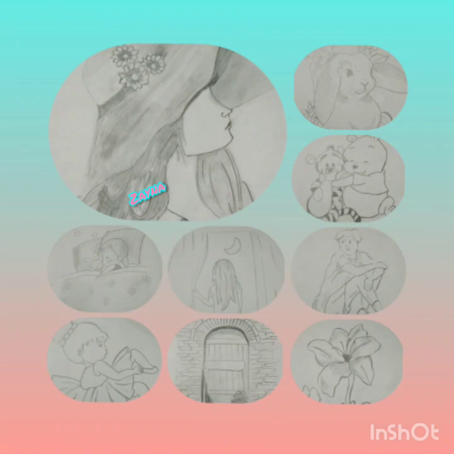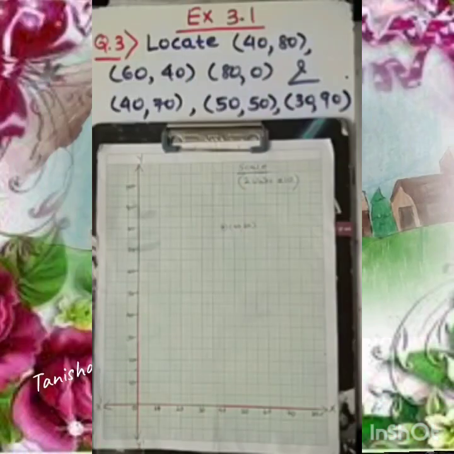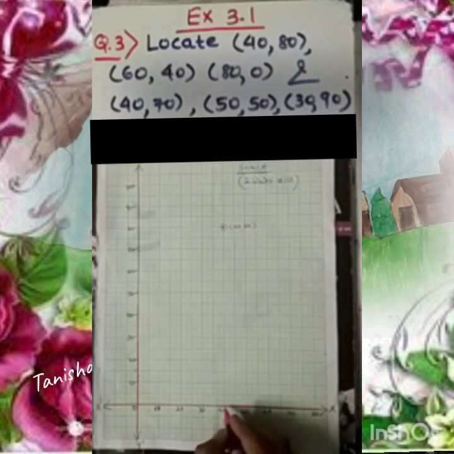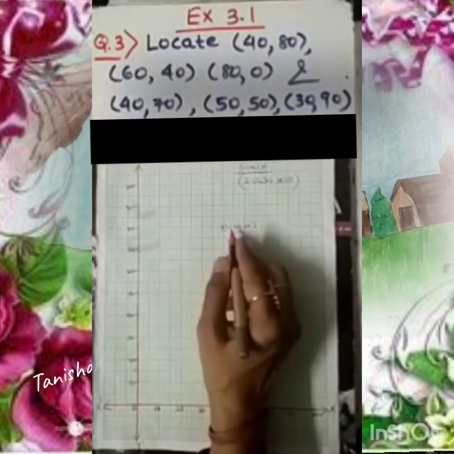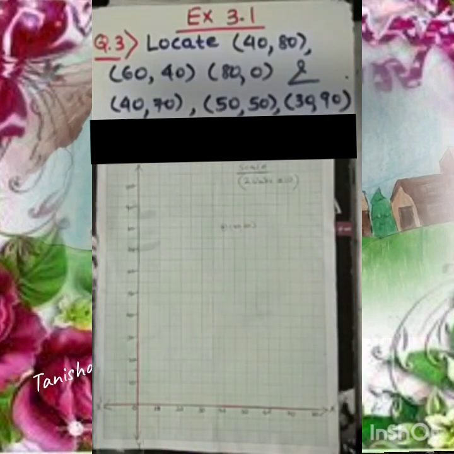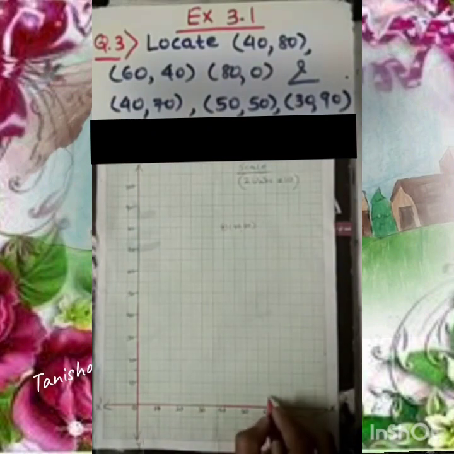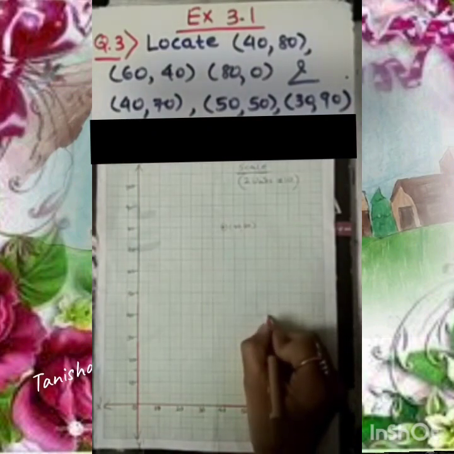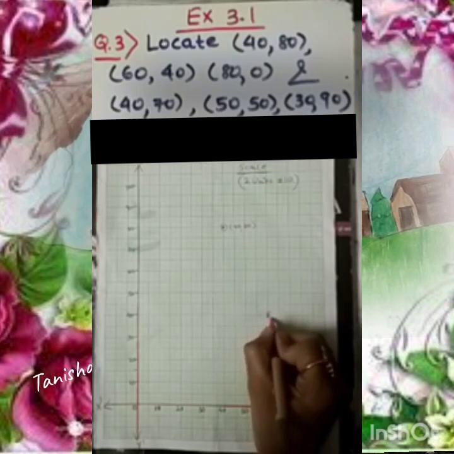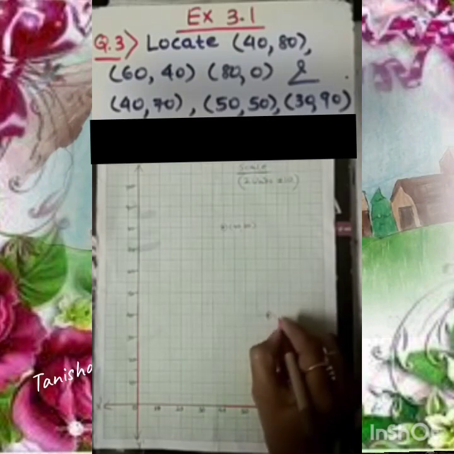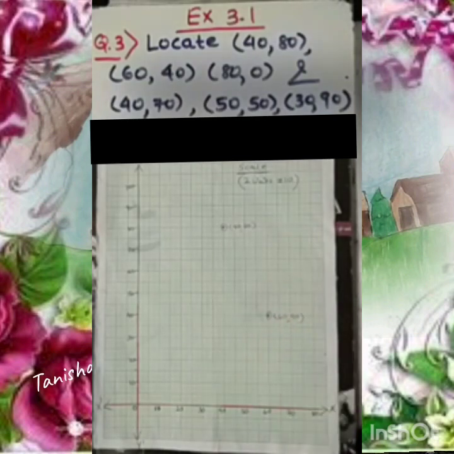Clear? Then 60 comma 40. So as you know, here I have located 40 comma 80. It will come here somewhere. Okay. Second point is 60 comma 40. X-axis 60 and 40 on y-axis from here. So this point is located here somewhere. Let me say it is 60 comma 40. Along with that, we have to mention the coordinates.